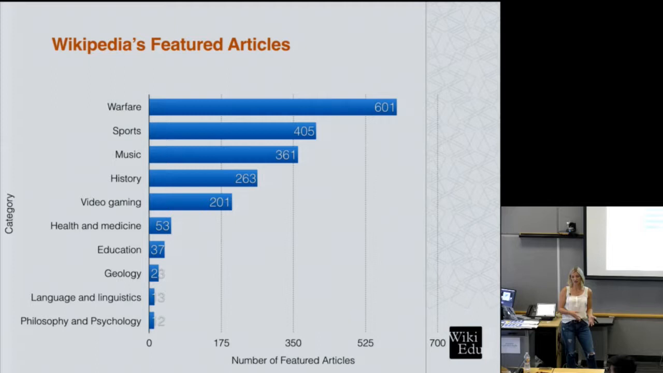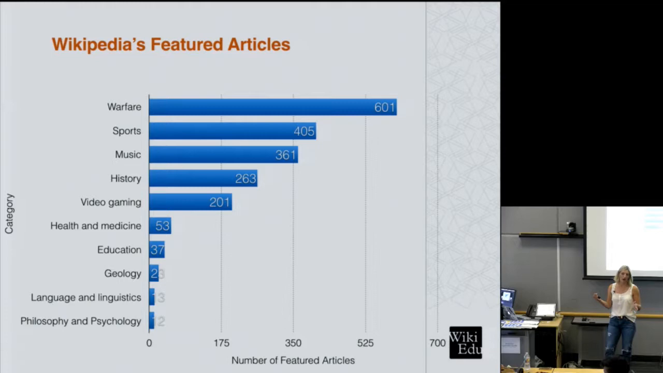There are over 600 articles about military history and warfare, 400 about sports, 361 about music, over 250 about history, video games. But when you look into academic content, what you find is a big gap of information. And I think if we really stop to think about it, most academics aren't spending their time contributing to Wikipedia. And also most lay people don't have the capacity or the access to those resources to contribute to those articles, even if they wanted to. What defines a featured article? So it's just a quality denotation on Wikipedia.